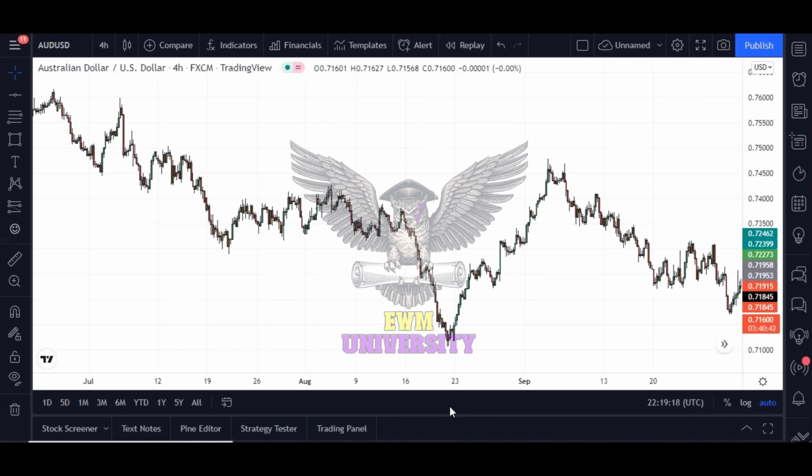And in this presentation, we'll be going over the concept of the ICT order block and the mitigation of order blocks. The reason why it's important to really grasp the concept of the order block is because the order block is a very, very important key factor in the delivery of price. So what exactly is an order block?